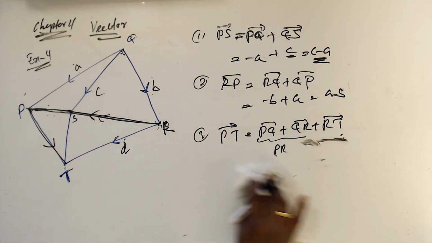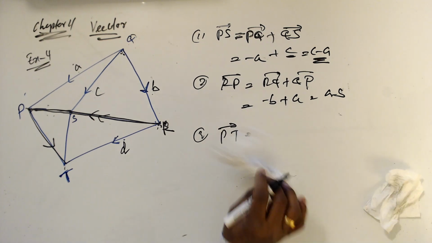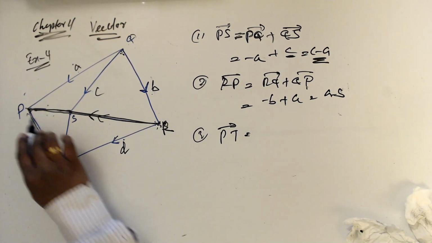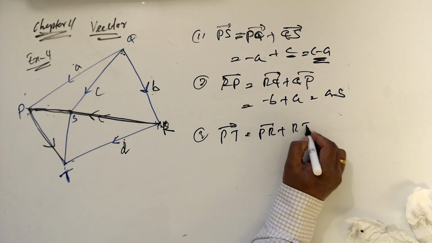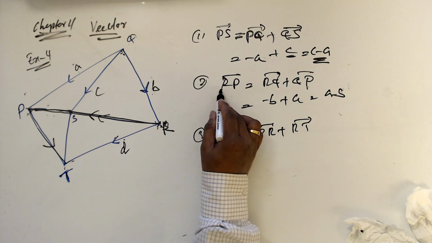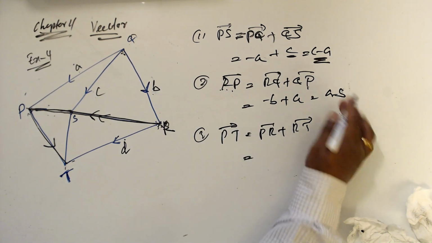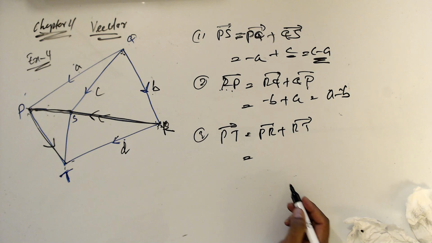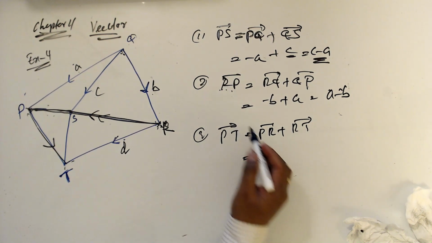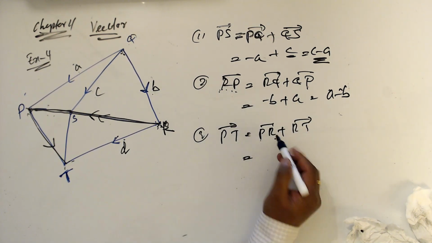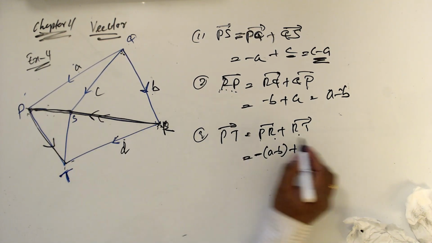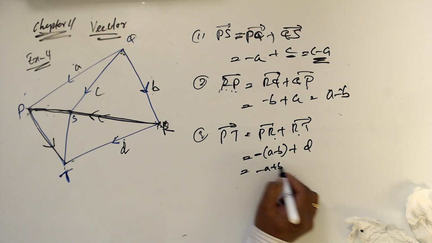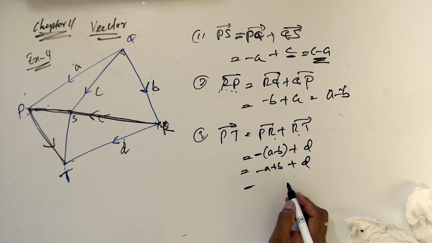You can work like this as well. PT means PR plus RT. Now you know RP. This is A minus B. Then PR means minus A plus B, plus RT. RT means D. So minus A plus B plus D. Still the same answer. B plus D minus A.